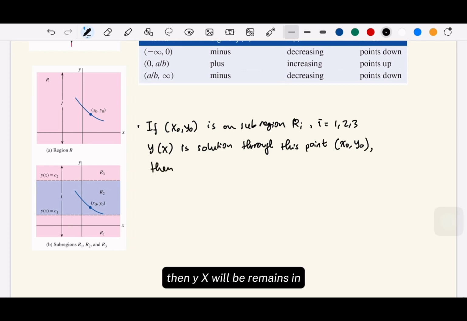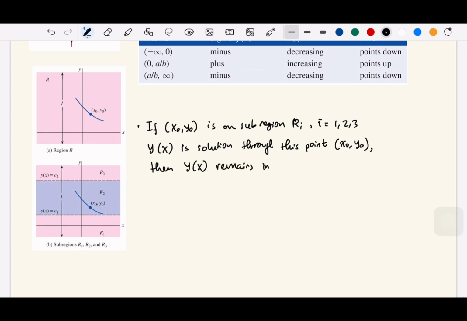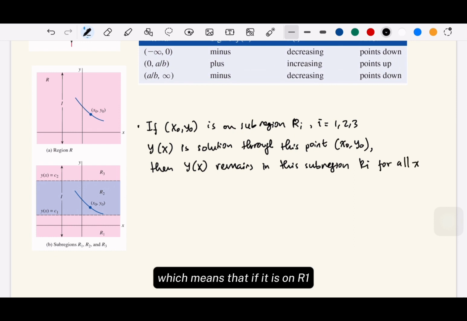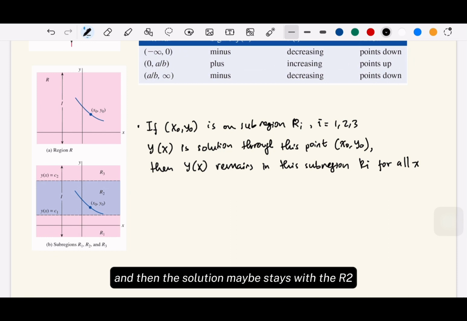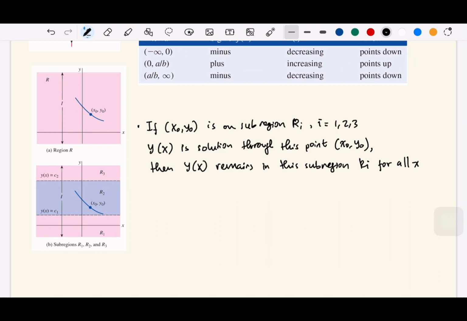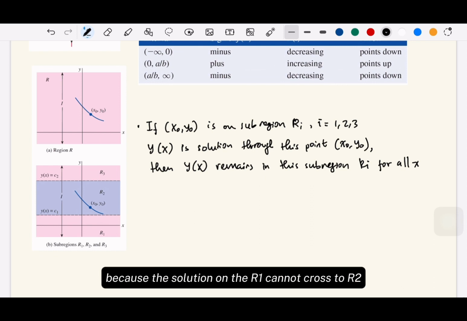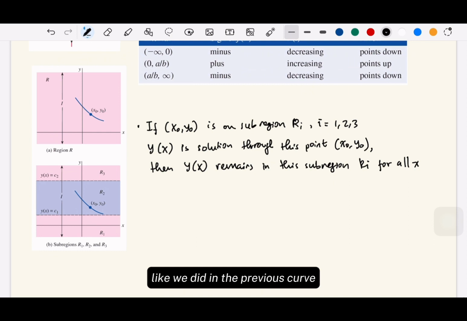Then y(x) will remain in this subregion Ri for all x, which means that if it is on R1, then the solution should stay or remain on that subregion. Okay, and then the solution may stay within R2, because the solution on R1 cannot cross to R2, like we did in the previous curve.